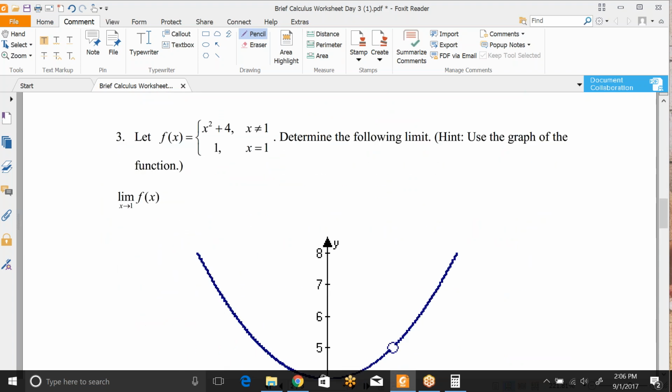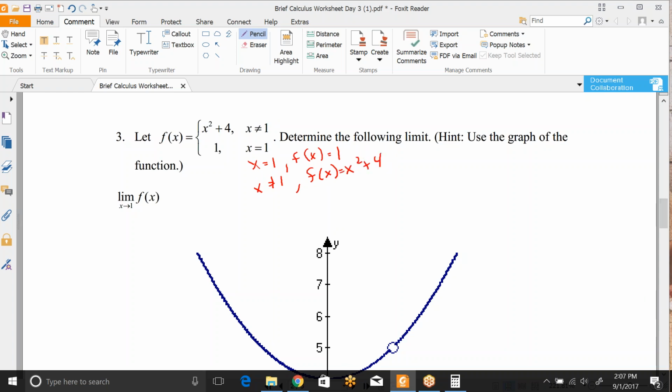So let's talk about this next function. It says let f of x equal x squared plus 4, which is this parabola shape here, but x can never equal 1 using this function. Instead, anytime x is 1, we let the point y be 1 as well. So this is saying if x is 1, then f of x is also 1. If x is not 1, then they're graphing x squared plus 4.